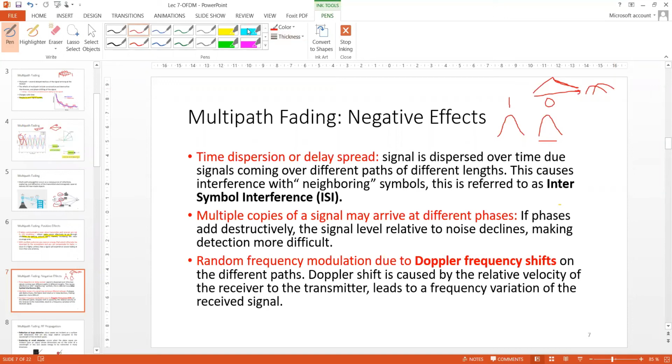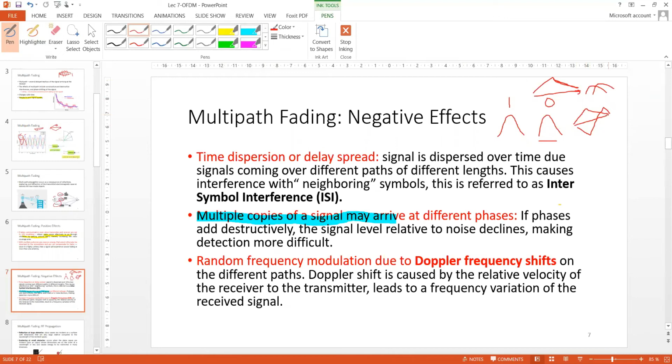Now, another problem that can arise because of multipath fading is that multiple copies of a signal may arrive at different phases. Obviously, when you are transmitting a signal, it might take this particular path, it might take this particular path, it might take this particular path. So multiple copies of the signal are received at the receiving end. And because of these multiple copies, some of the copies might be in phase with one another, and some of the copies might be out of phase.